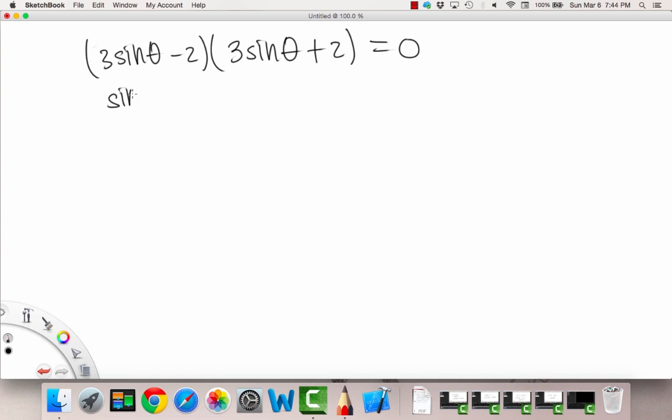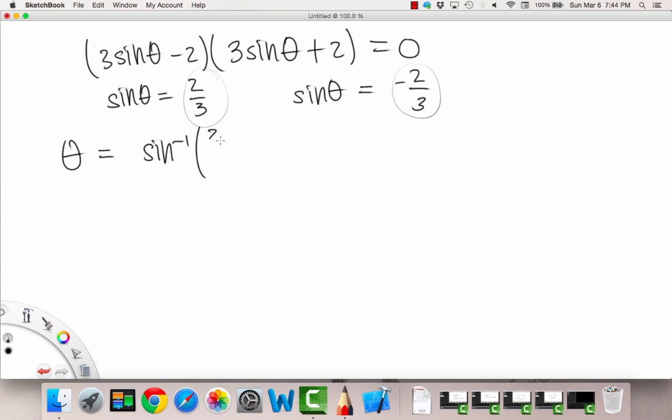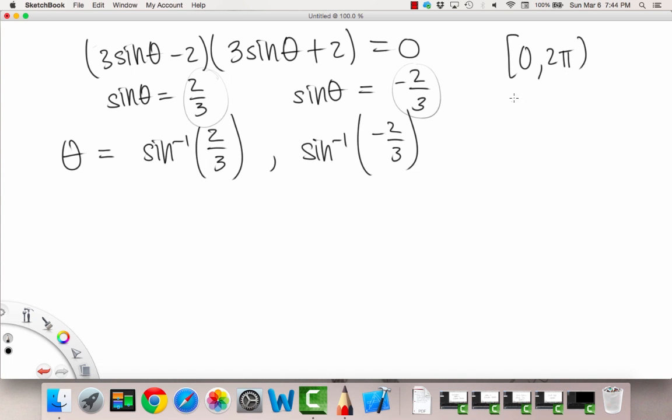To solve each of these, we get sine theta is equal to 2 over 3, or sine theta is equal to negative 2 over 3. Because these are unfamiliar values, we'll need to break out the inverse sine. So if we take inverse sine of both sides, we get theta is equal to inverse sine of 2 over 3, and it could also be inverse sine of negative 2 over 3. Let's see what answers we get. Again, we're looking for answers on 0 to 2 pi, aka from 0 to 6.28.